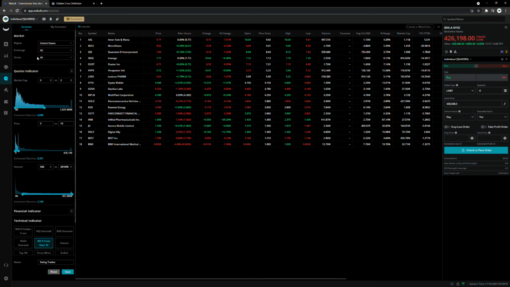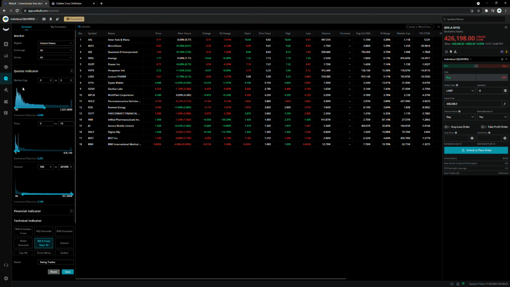So I click all. Same thing with the sector. Doesn't matter what sector I trade in, I'm going to trade in all of them. Just depends on what's moving, what's not. So obviously all again. Then I'm going to go to the quote indicators. You can add these just by clicking this little plus icon here in the corner and adding which ones you guys want. Market cap, price, and volume are the three that I use for my swing trades.